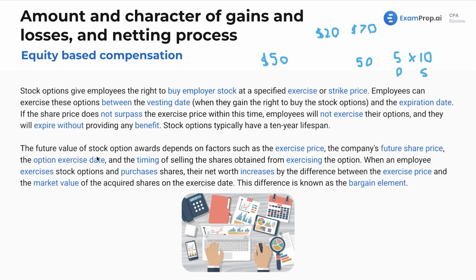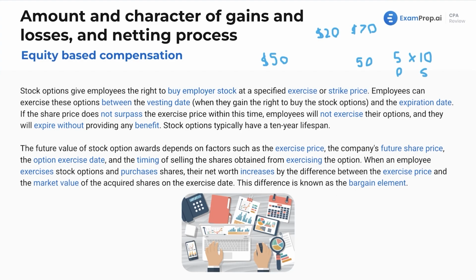The future value of stock option awards depends on factors such as the exercise price, the company's future share price, the option exercise date, and the timing of selling the shares obtained from exercising the option. When an employee exercises stock options and purchases shares, their net worth increases by the difference between the exercise price and the market value of the acquired shares on the exercise date. This difference is known as the bargain element.